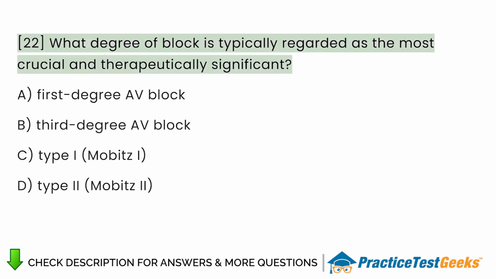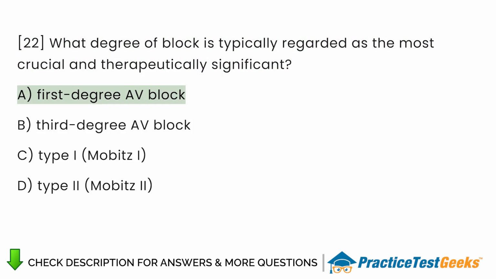What degree of block is typically regarded as the most crucial and therapeutically significant? A. First-degree AV block. B. Third-degree AV block. C. Type I. D. Type 2.